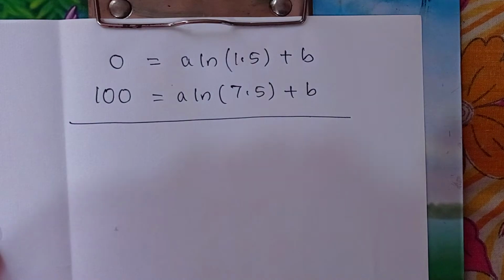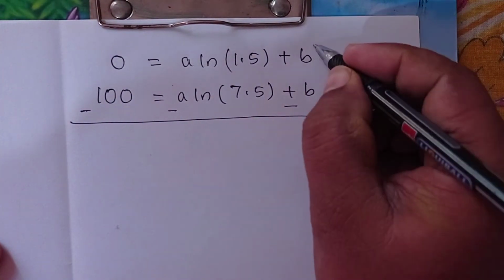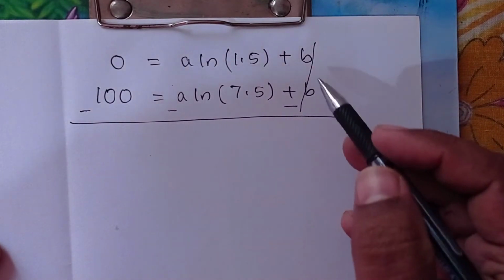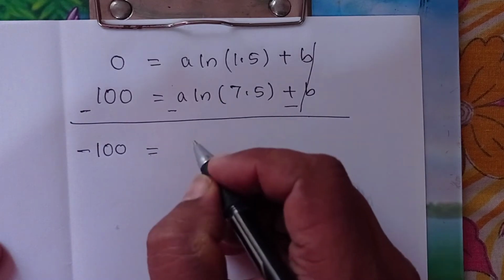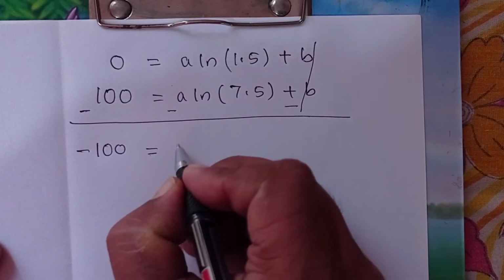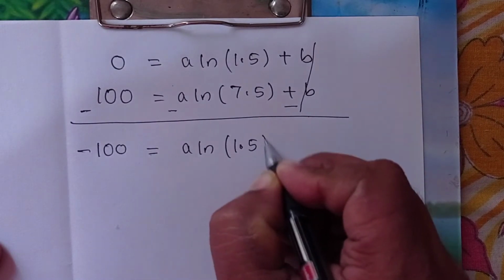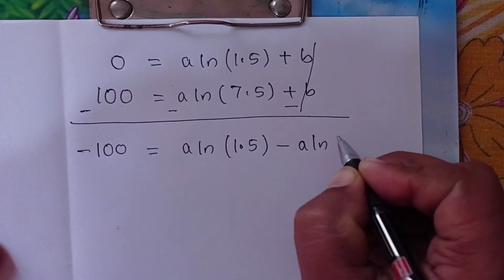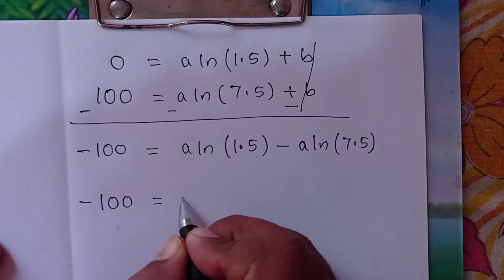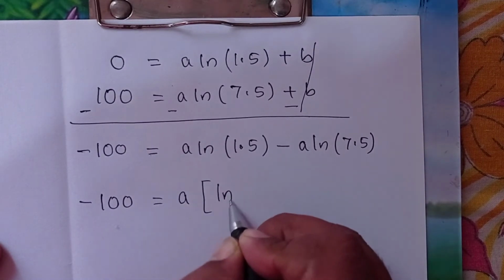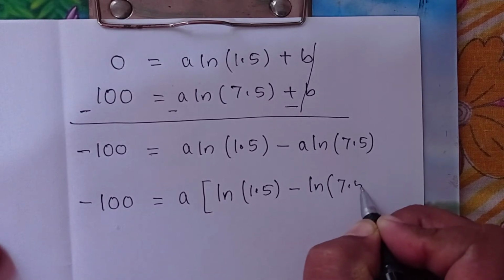So now I will change the signs. So minus, minus, minus. So this term will get cancelled, that is B on the other side will get cancelled. So I'll get minus 100 will be equal to, what do I get? I'll get the equation as A ln 1.5 minus A ln 7.5. So minus 100 will be equal to A into bracket ln 1.5 minus ln 7.5.